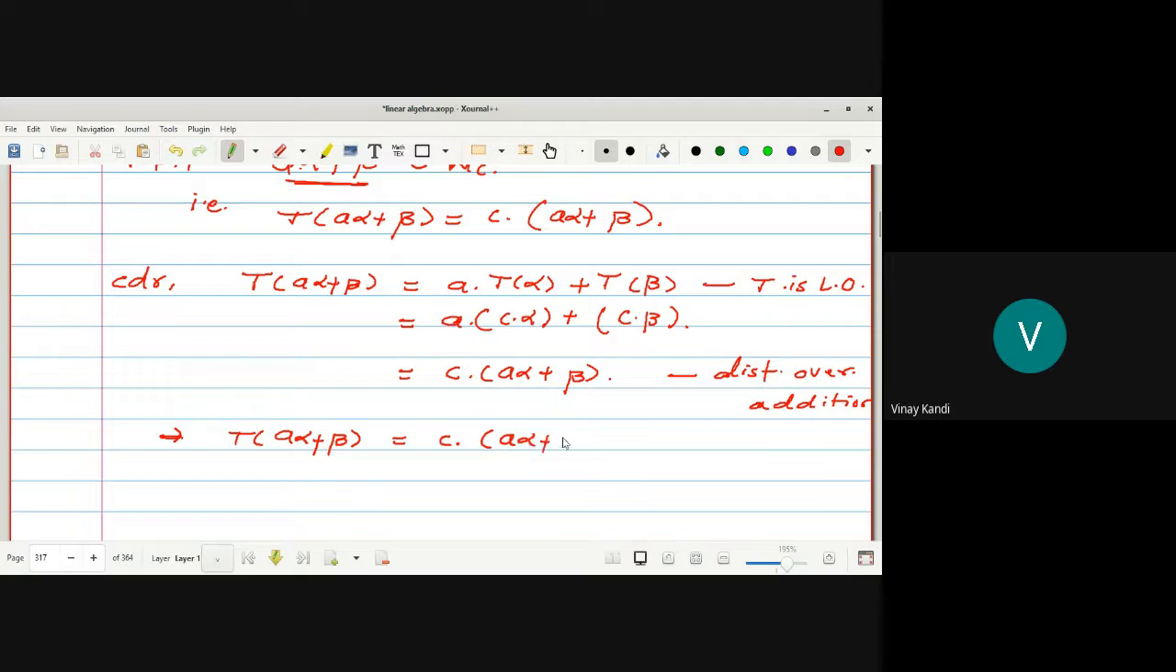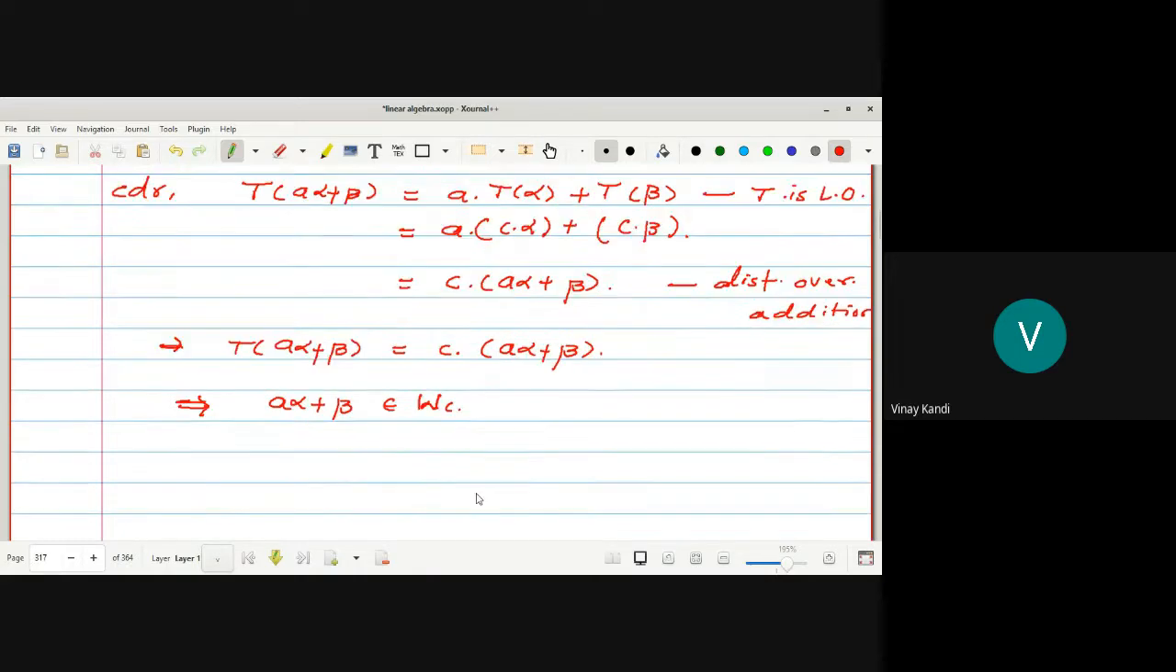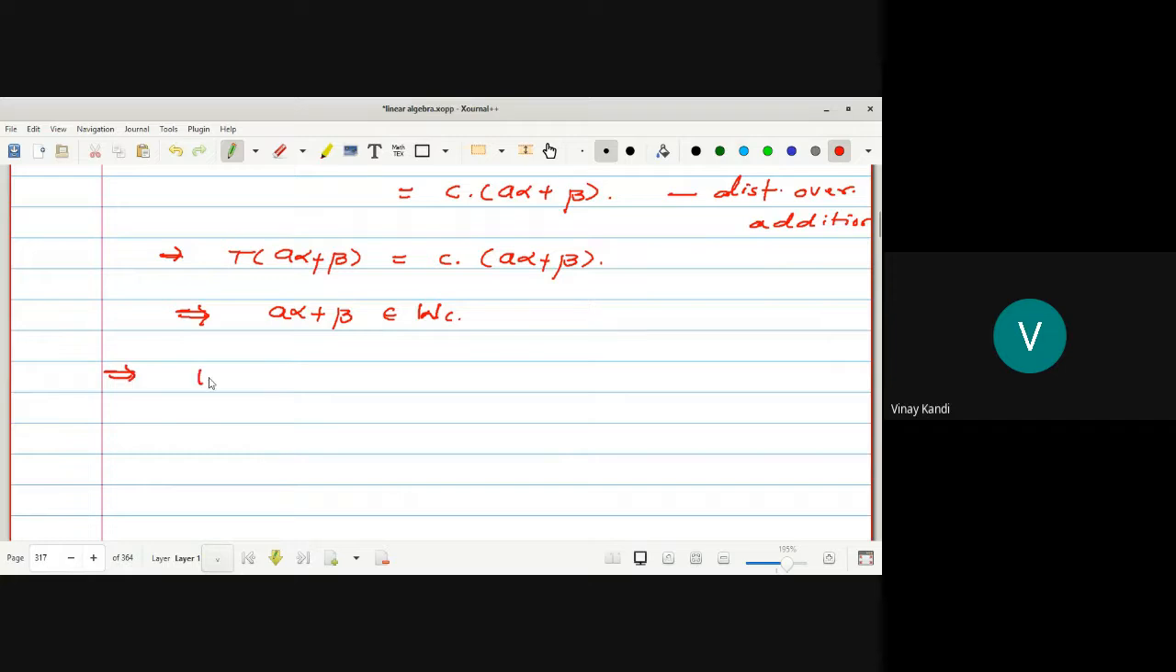This implies A alpha plus beta belongs to WC. Okay, this implies WC, which is equal to alpha belongs to V such that T of alpha is equal to C alpha, is what? A subspace of capital V. Any doubt?